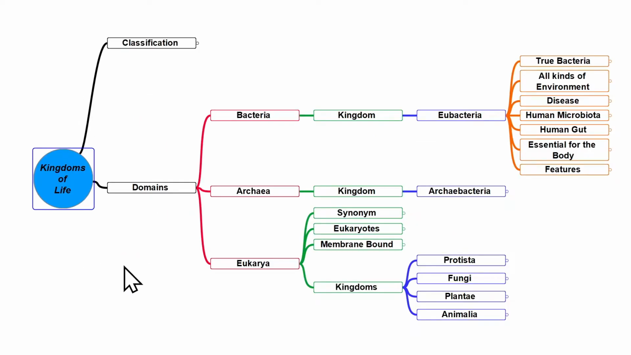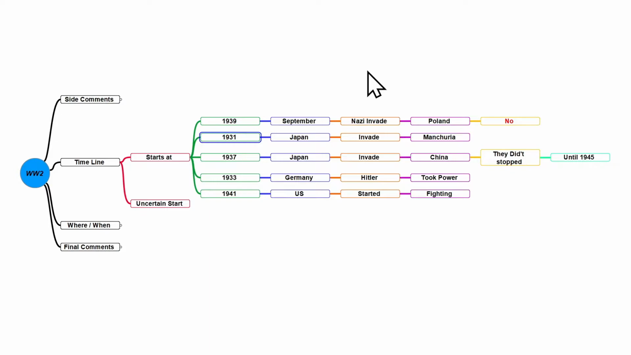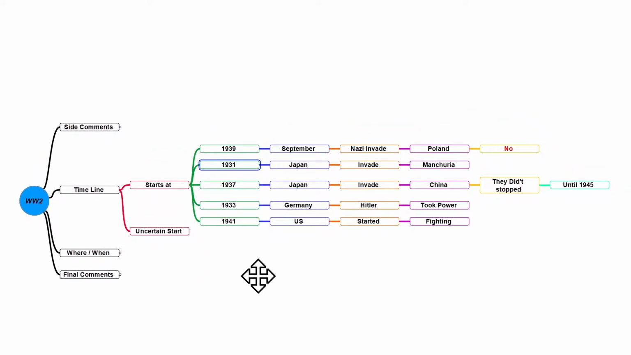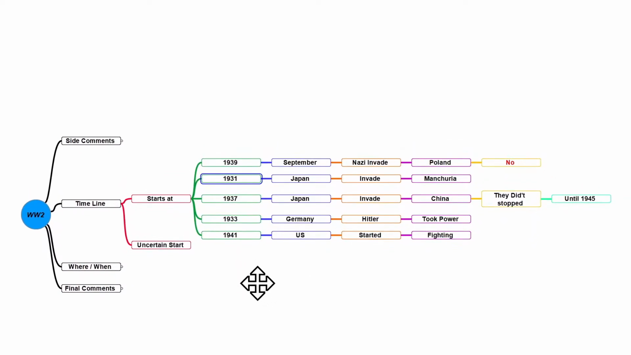I could use this English biology kingdoms of life map to try to explain that, but this is a very simple map just to show a point. I could use this crash course history mind map to show what I'm about to show you guys in this video, but this is just a very simple mind map.